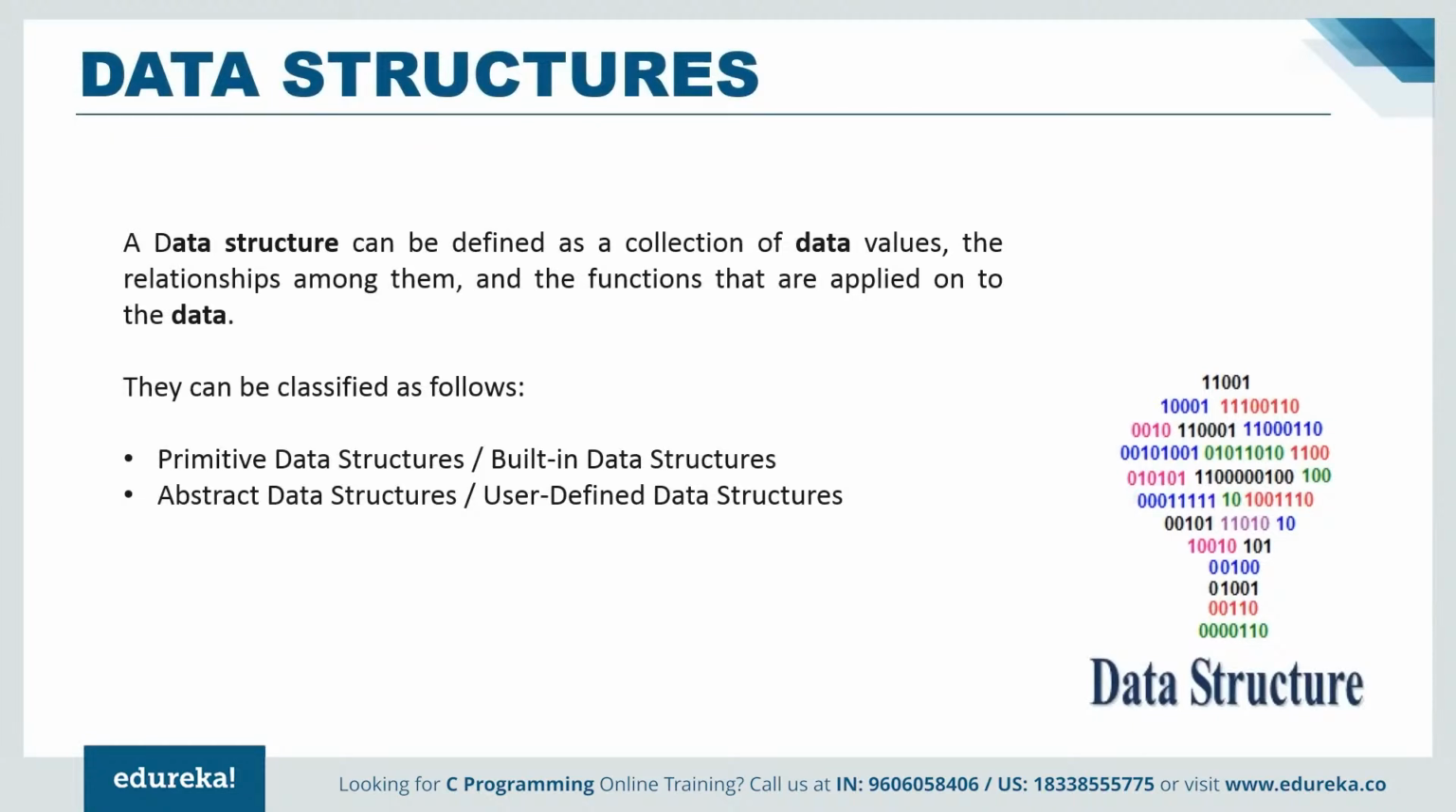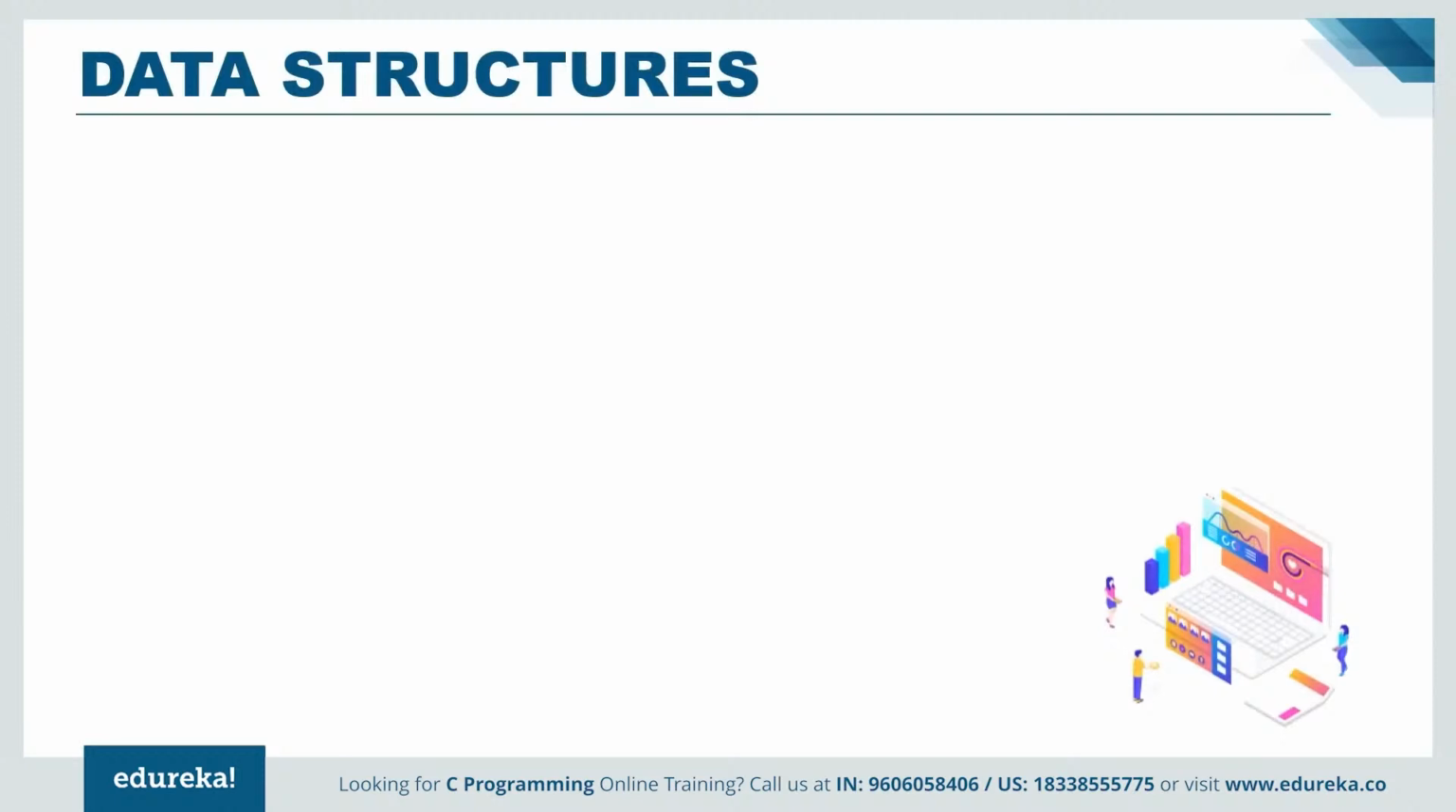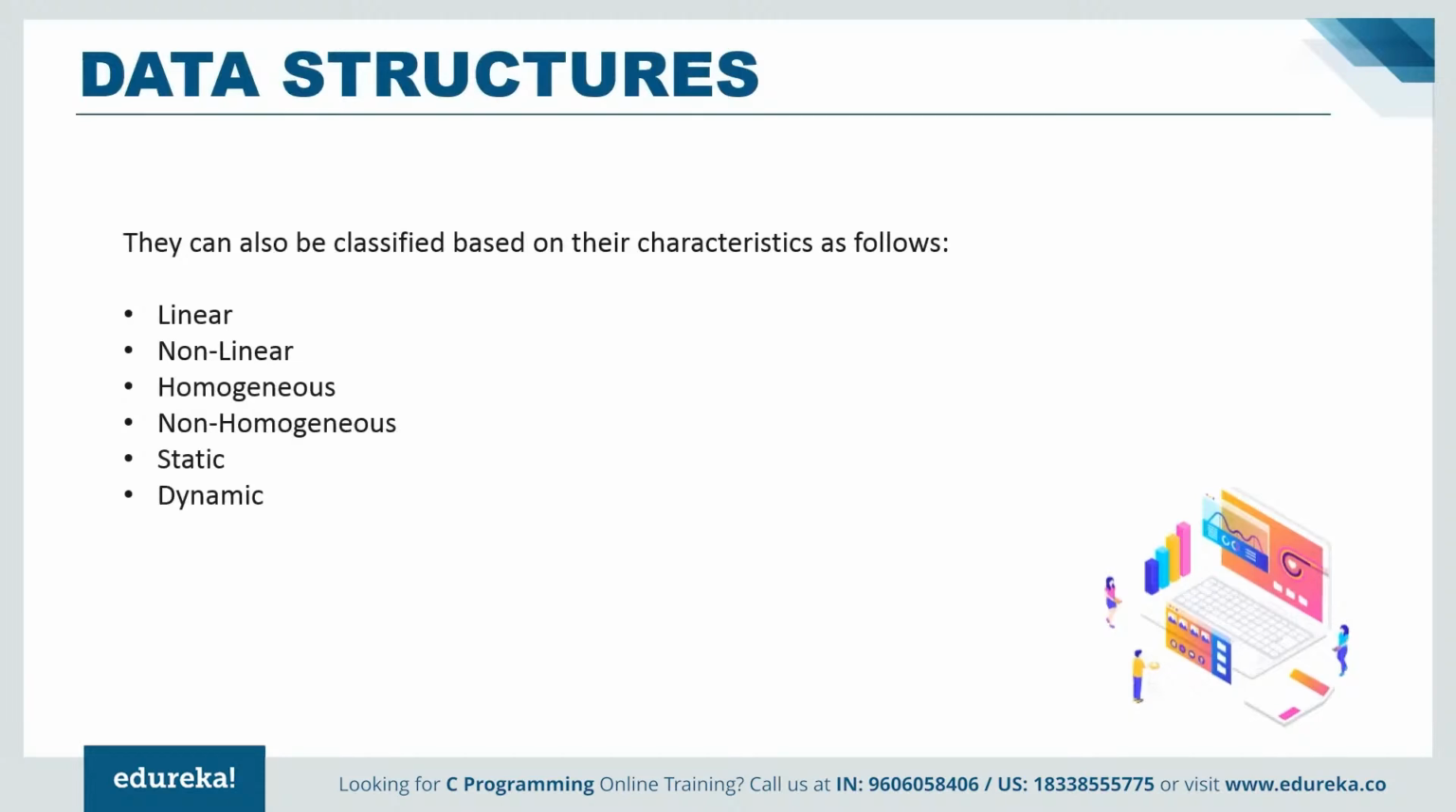They can be classified as follows: primitive data structures or built-in data structures, and the second type is abstract data structures or user-defined data structures. Let us understand the data structures in a much better way, and what are the types of data structures present in the C programming language and how they are supported. They can also be classified based on their characteristics. Before this, we classified them according to their nature, but here we can characterize them according to their characteristics. Firstly, the linear ones, followed by the non-linear data structures. The next are homogeneous, followed by non-homogeneous, static, and finally the dynamic data structures.